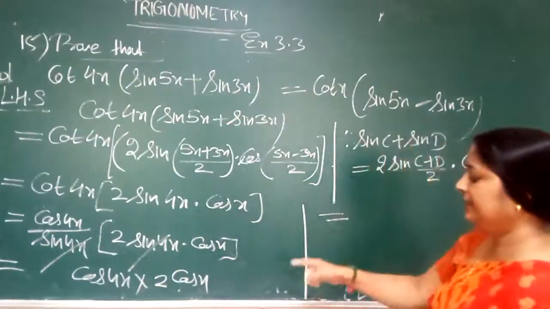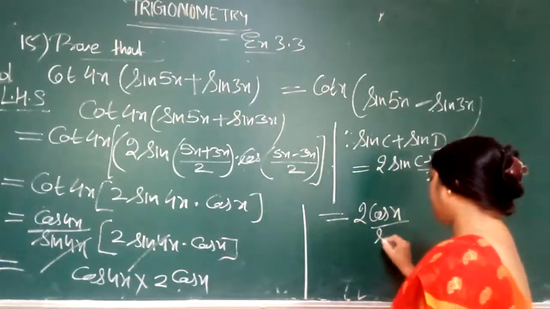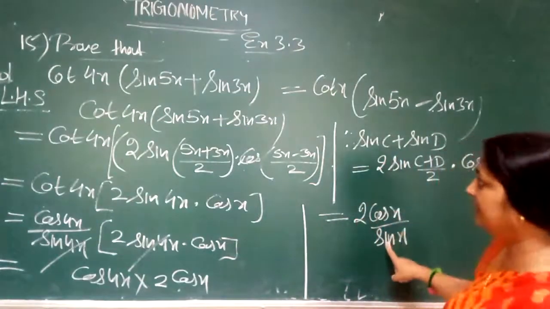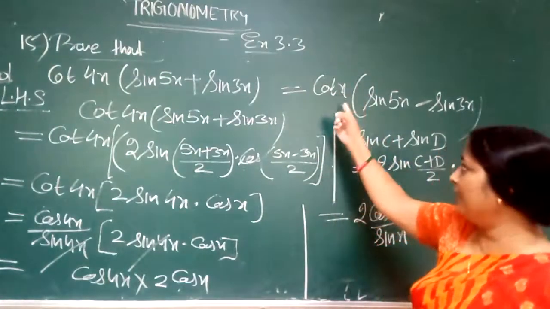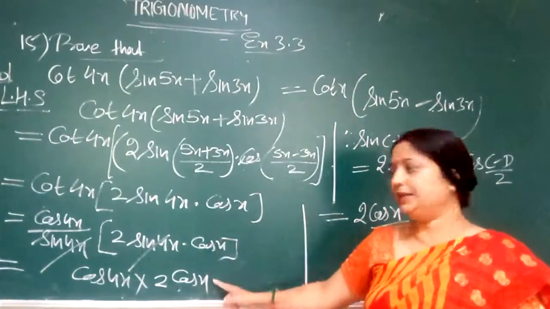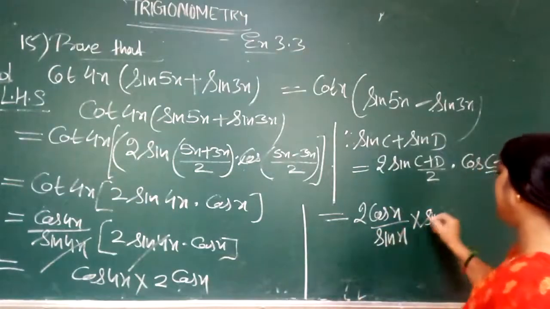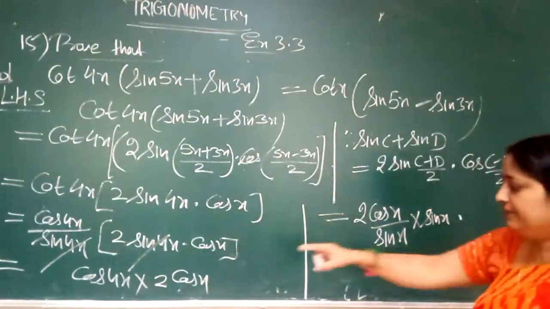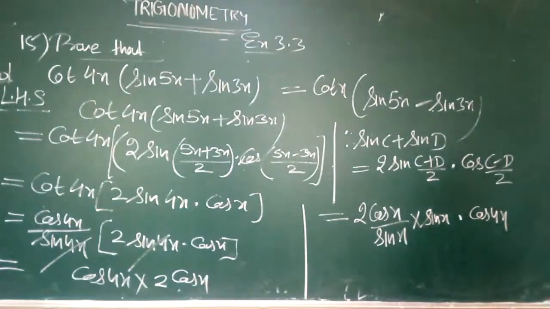Multiply with sin x, cos x upon sin x. Why am I multiplying with sin? Because you have to look at the right hand side. In the right hand side cot x is there, so we will make this term cot. How can we make it? By multiplying with sin x and dividing with sin x. Divide and multiply. And here what is left? Cos 4x.